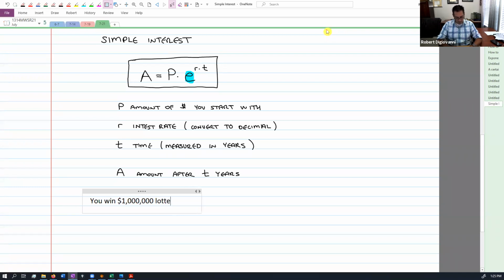Lottery. Now let's say that's after taxes, because when you win the lottery, the government comes in and takes about half of it away. So let's say you walk away with $1 million. You win a $1 million lottery. You place that money into a simple interest account.